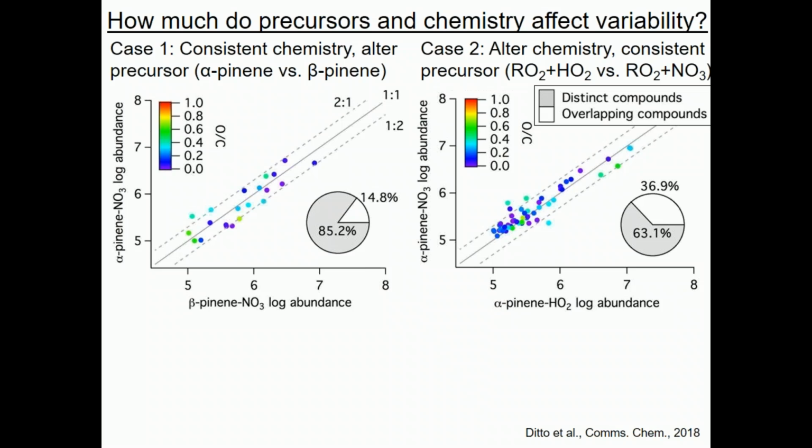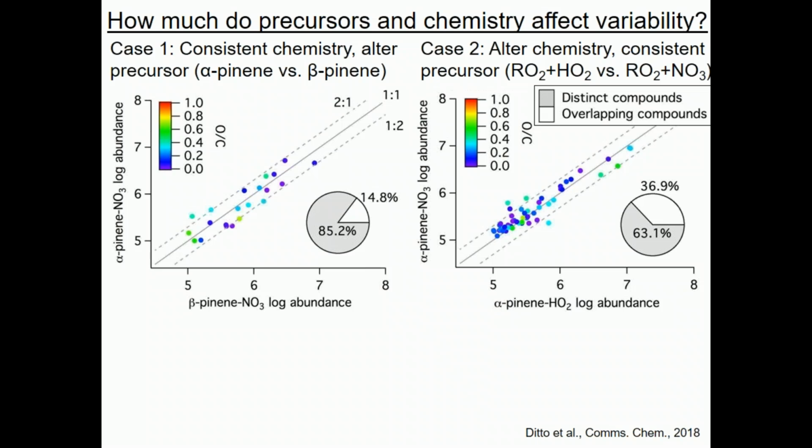All right, you might be thinking this is a little bit isolated to maybe a field experiment, maybe they're going a little crazy, so we checked it against chamber results. And so here we're showing a comparison of alpha pinene versus beta pinene with consistent chemistry. And again, here we have in the shaded part the percentage distinct. So with the different precursors, 85% of things were different at the molecular level.